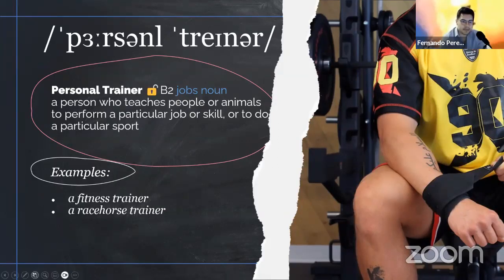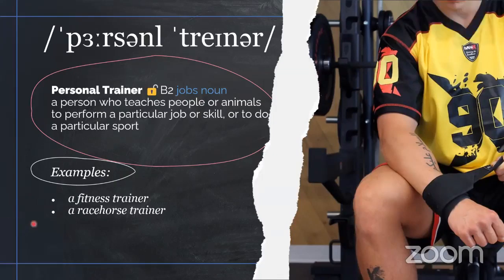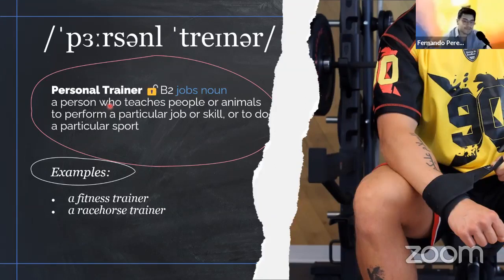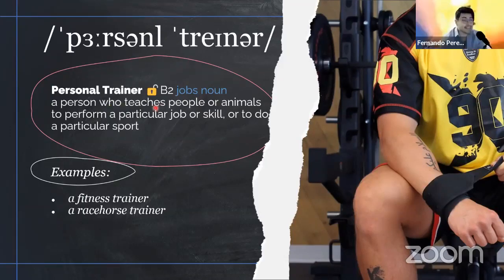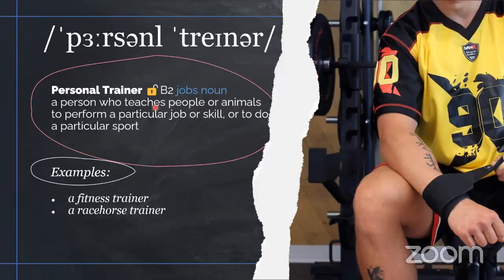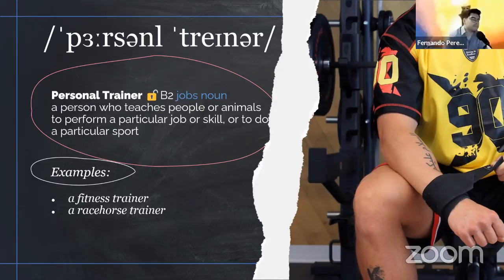Okay, can you repeat how do you pronounce this? You said goo, not goo. Okay, a person who teaches. Exactly, teaches, but he's not teach. Okay. One more time. A person who teaches people or animals to perform a particular job or a skill or to do a particular sport. Good.